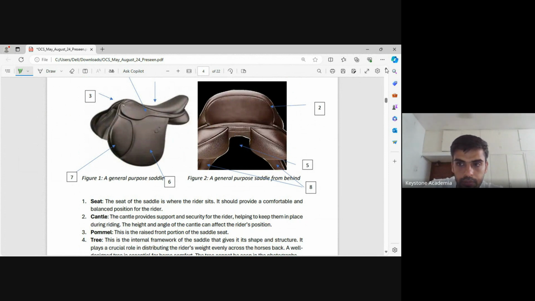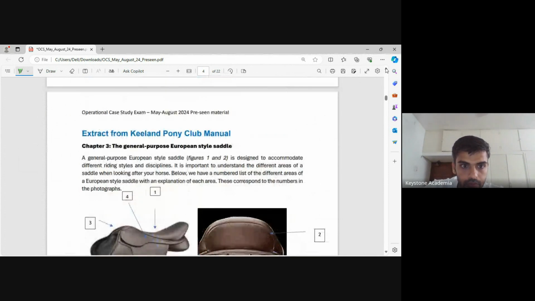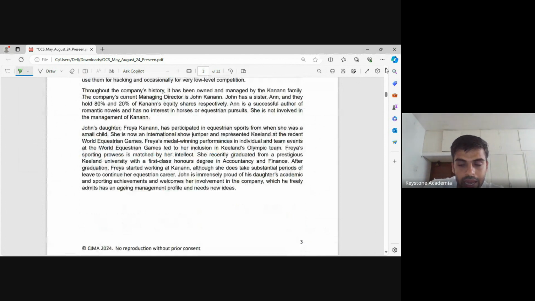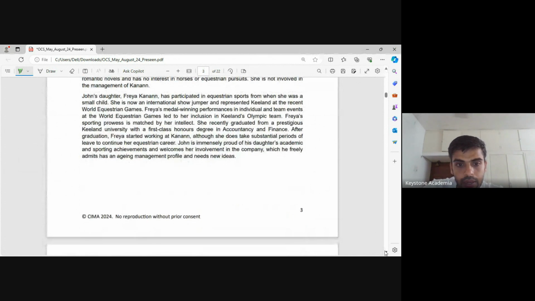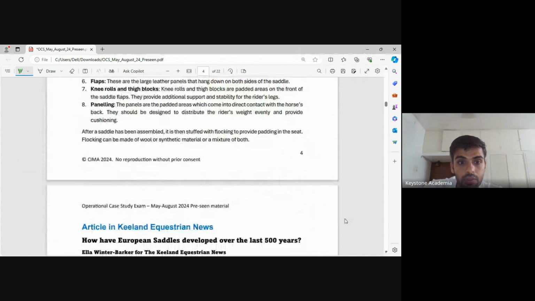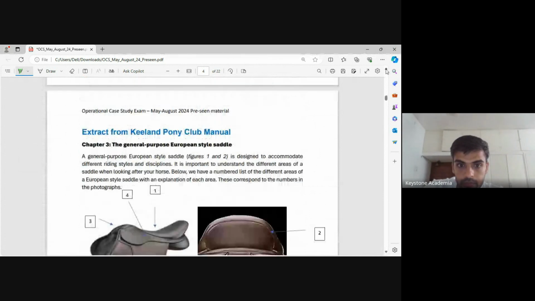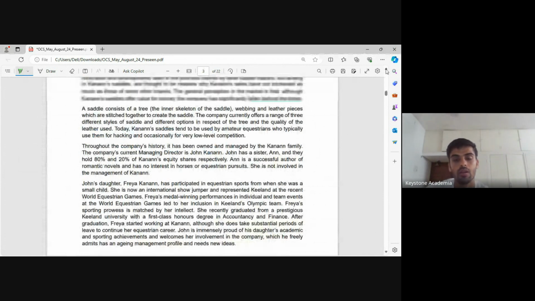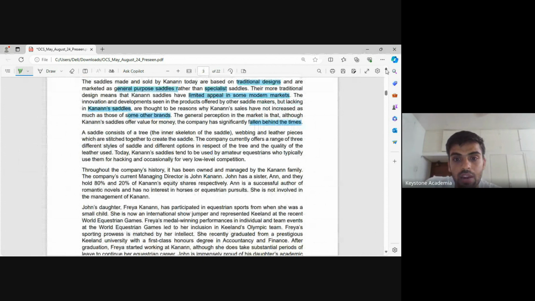Different designs. It has European style, it has Australian style, it has English style. That also we can see when we go forward. So if you want to cater to the global market, we have to come up with different designs. That's what they are giving.